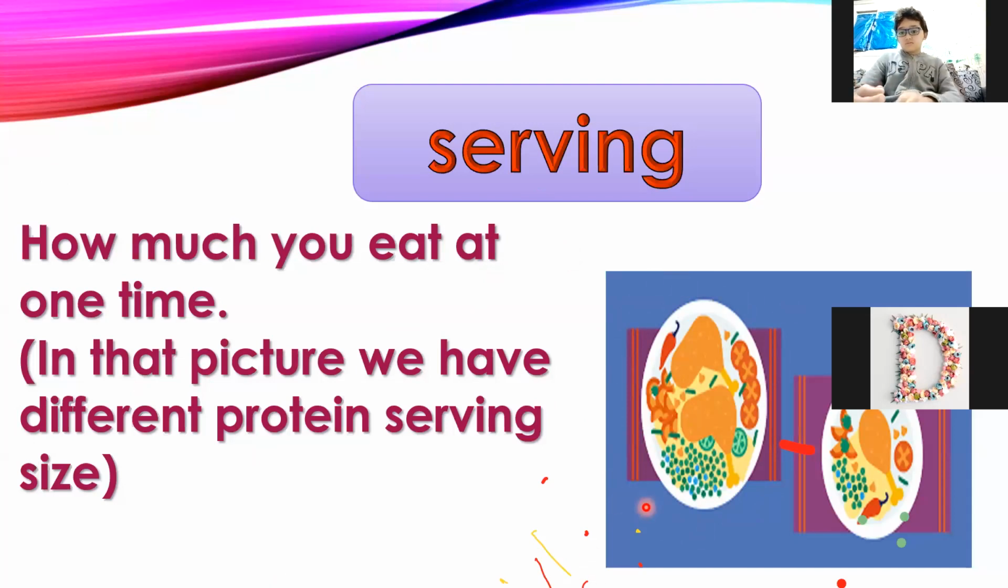This big dish is how much food you eat at one time, for example at breakfast, at lunch, or at dinner. Or maybe if you are not very hungry, you can eat a small dish, and this is a small serving. In that picture, we have different protein serving sizes, a big serving size and a small serving size. So please again, serving.